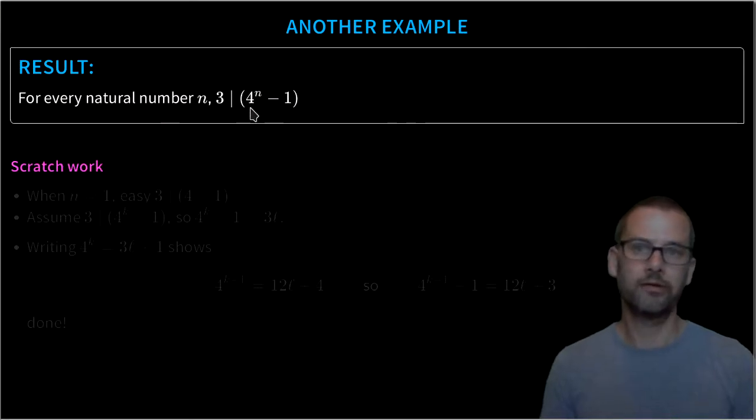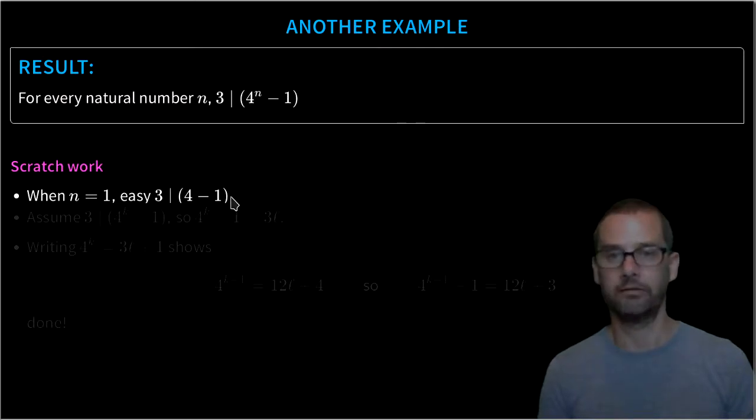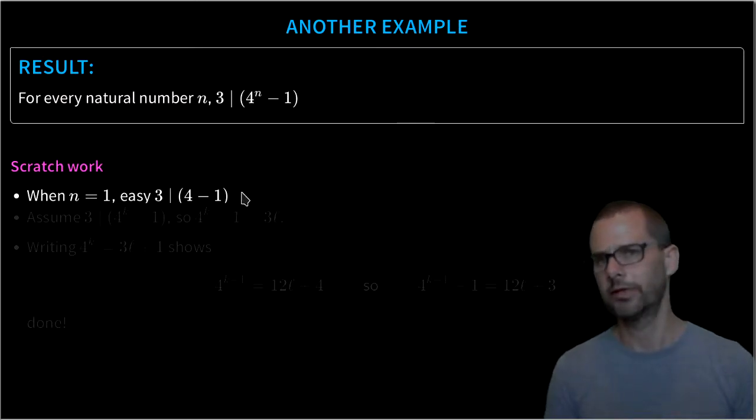So, for every natural number n, 3 divides 4 to the n minus 1. Okay, so again, we'll do this by induction. So, base case, when n equals 1, this is easy because 3 does divide 4 minus 1, because 3 divides 3, that's easy. So now we try to do the inductive step.